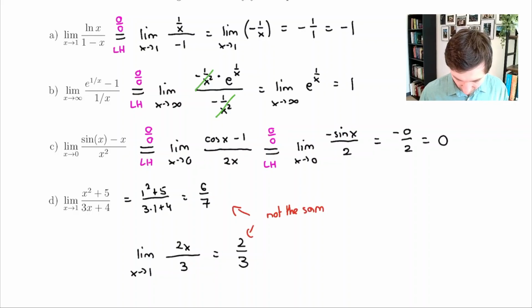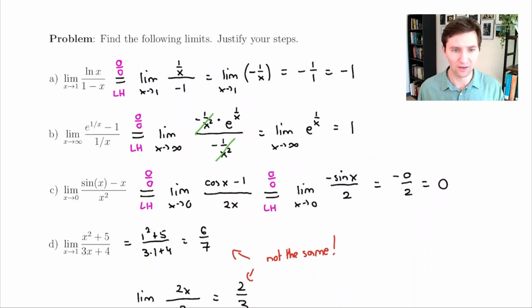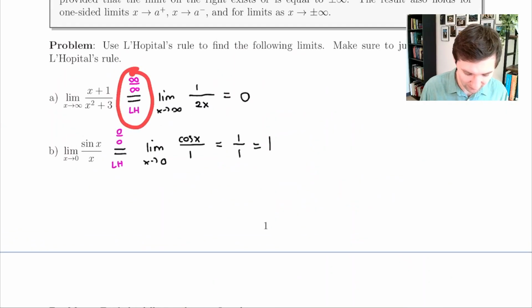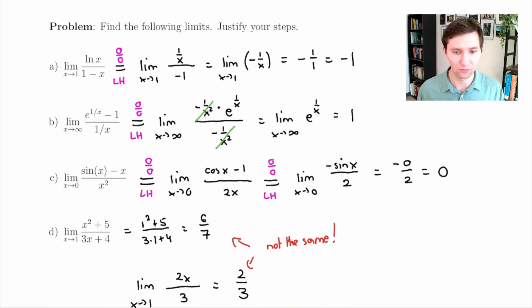This means that when you compute limits, you have to be very careful. You can only use L'Hopital's rule if the limit is of the form 0 divided by 0, or infinity divided by infinity, or negative infinity divided by negative infinity, or infinities with any signs, kind of like we had it here. Otherwise, you are not allowed to use L'Hopital's rule.